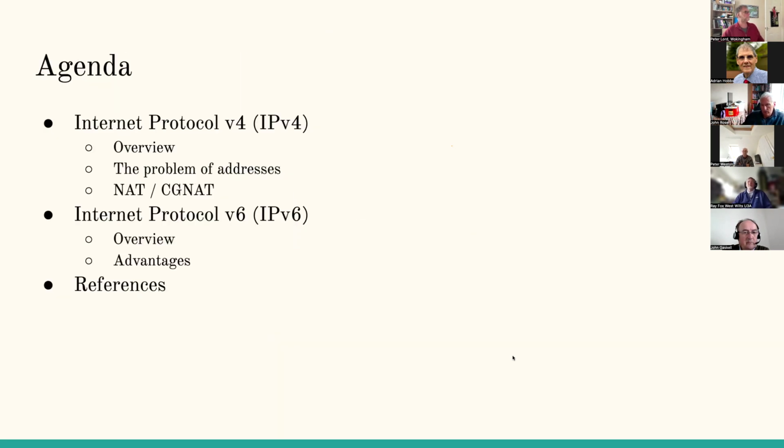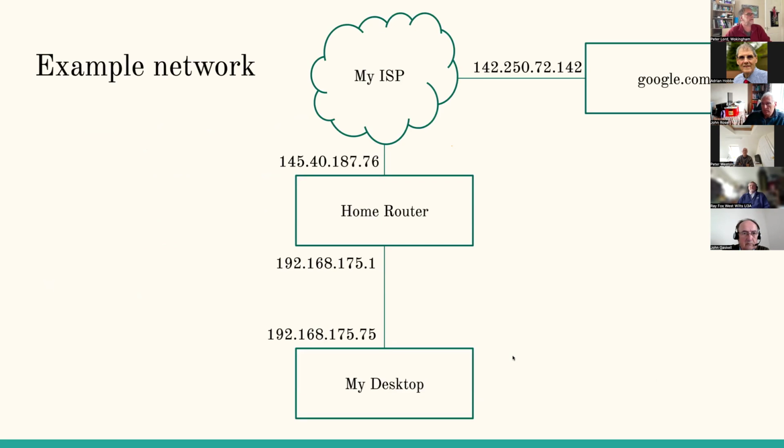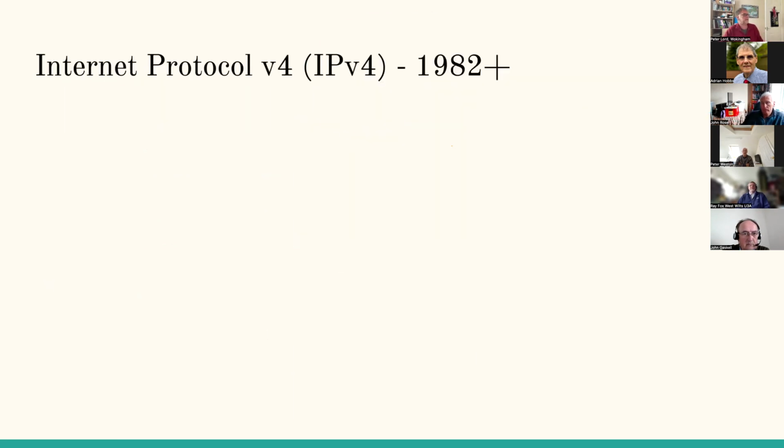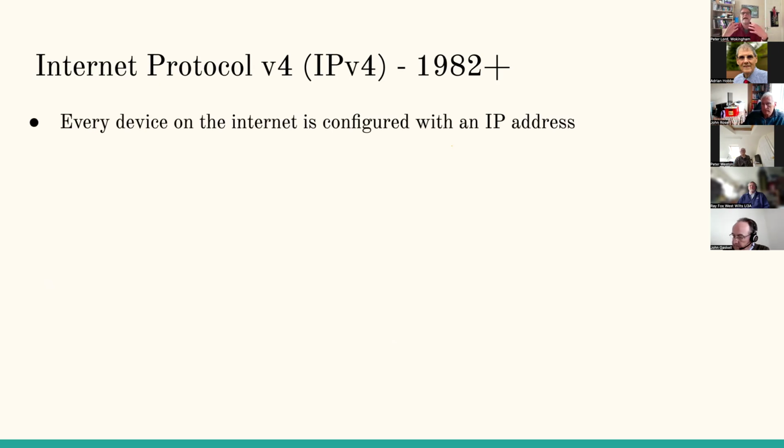So, here's a little example network. Let me start with this. Internet Protocol v4 was actually created around 1982, so it's pretty old. And this is about every device, every computer on the network, having to have a unique address. If you've got two computers on the network with the same address, in the same way as if on your street you've got two houses with the same number, it's not going to work. So each device has to have a unique address on its network. Fundamental principle of networking.